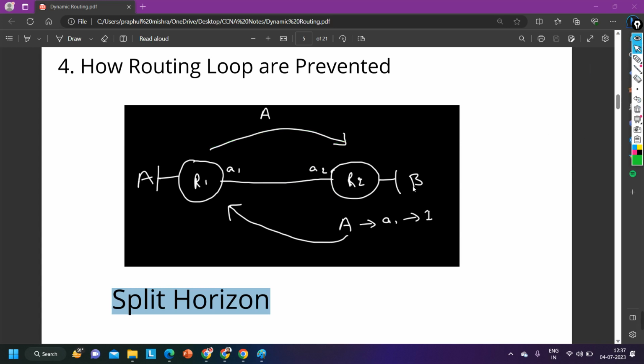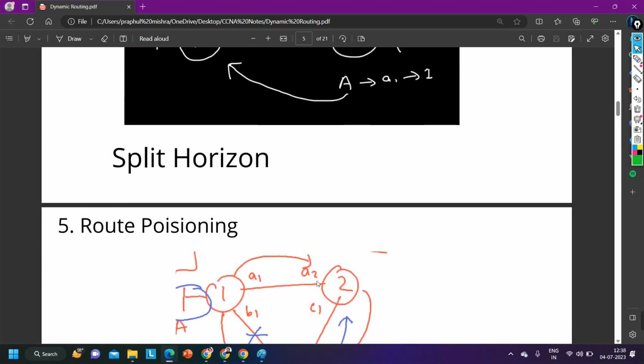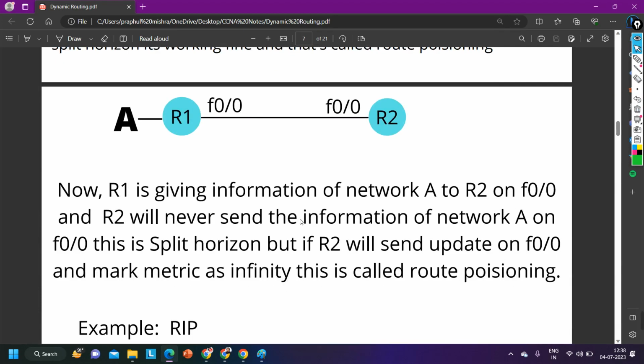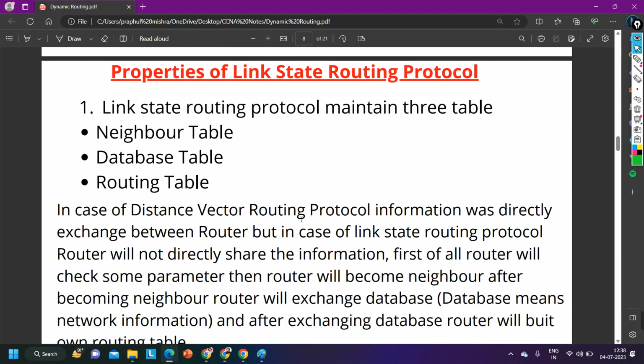So this is also a concept of distance vector routing protocol. Split horizon is used to prevent loop. Okay. After that, we have the properties of link state routing protocol. So guys, link state routing protocol is a very important routing protocol that we are using nowadays. So please try to understand this very carefully.